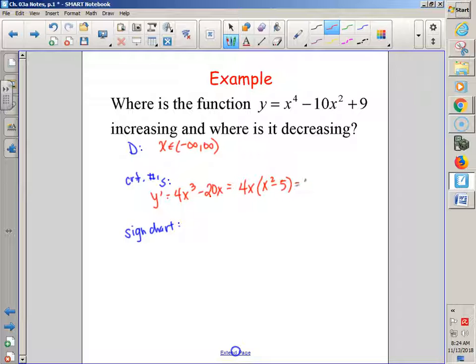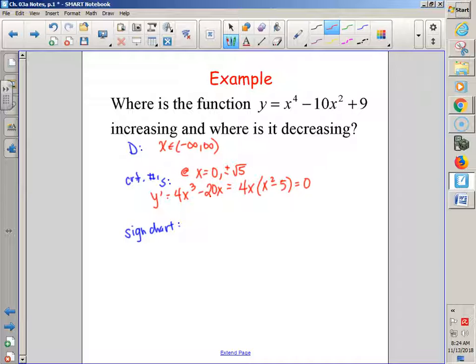Cool. What are my critical numbers? 0 and... yeah, plus or minus square root of 5. If it was a 9, it'd be plus or minus 3, but 5, oh well. It is what it is.